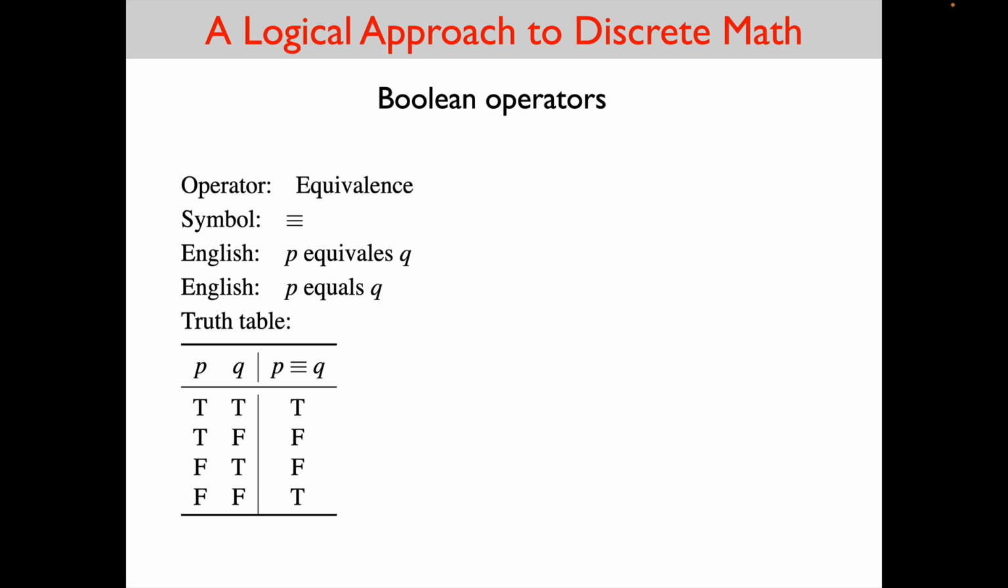So when are they not equivalent? When they are different. So if P is true and Q is false, then P equivales Q is false. And if P is false and Q is true, then also P equivales Q is false. So that's the truth table for the equivalence operator.